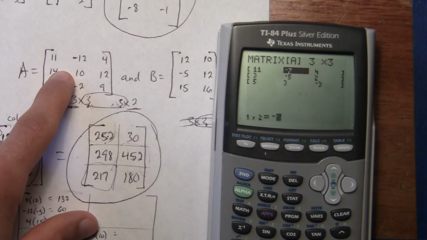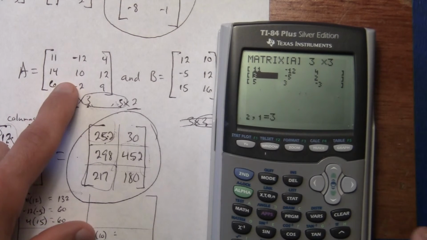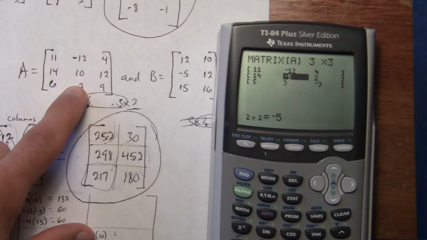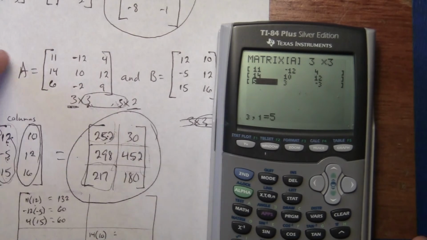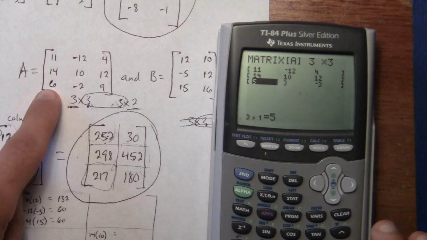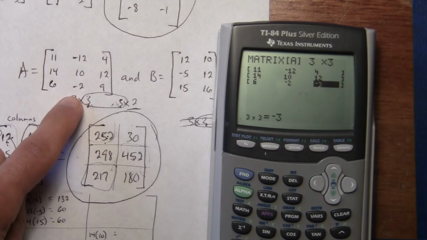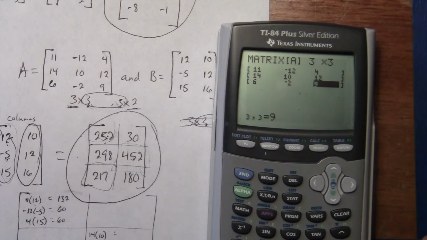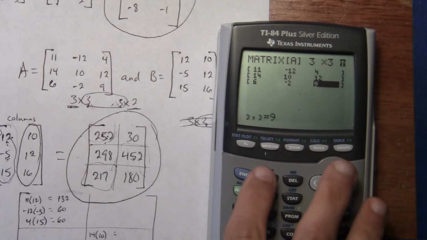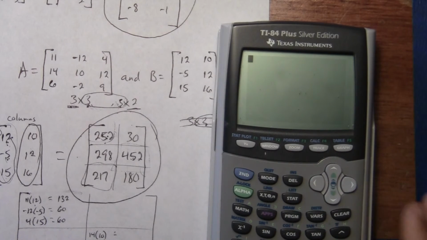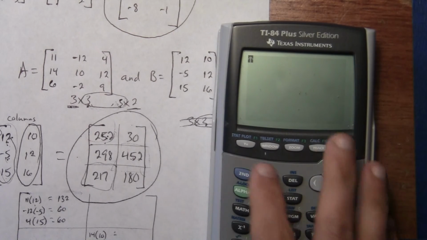So it's 11, negative 12, 4. After you hit each number, you have to hit enter. 14, enter, 10, 12. It goes across by the rows. 6, negative 2, and 9. And once you've got that matrix entered, you can go ahead and hit second mode, or that's quit. That'll bring you back to the home screen. Going to go right back into that same category.